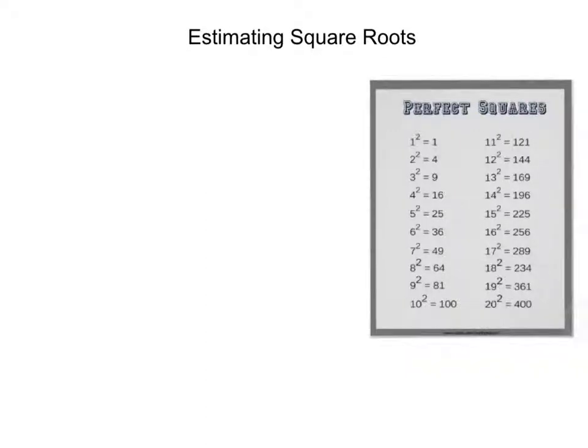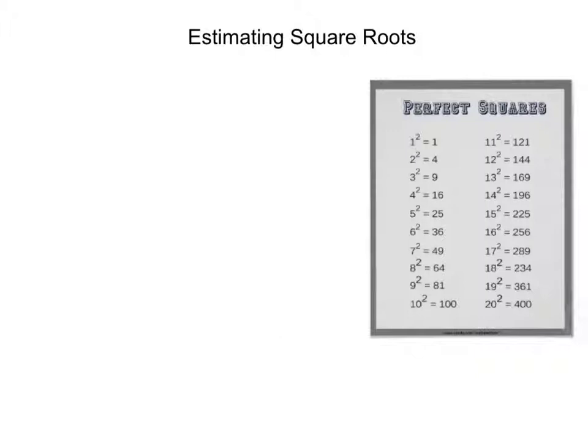Hi, today we're going to look at estimating square roots. The best place to start looking at estimation of square roots is to go back to our perfect squares chart. We said that a perfect square is a number that has a whole number as its square root. So for example, the square root of 16 is 4 because 4 times 4 is equal to 16.